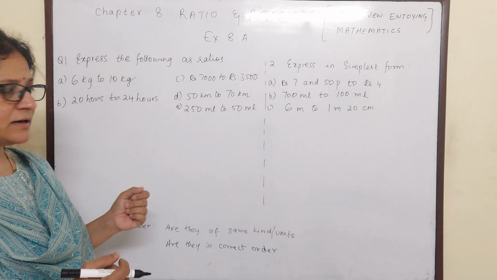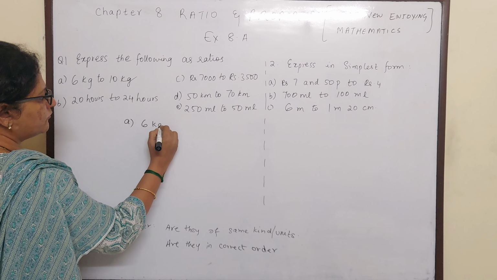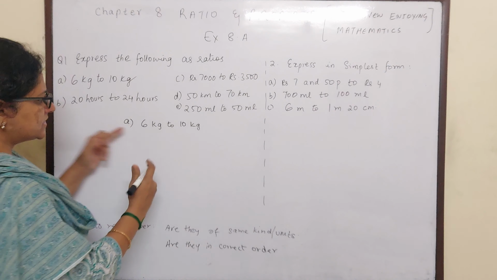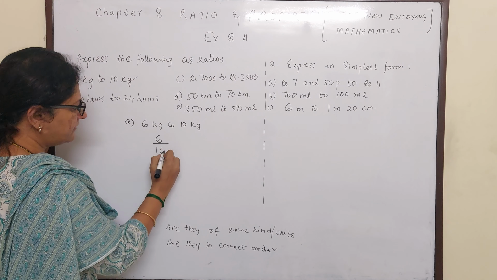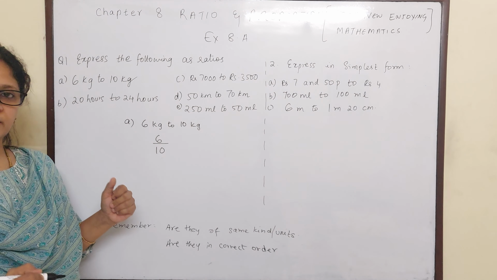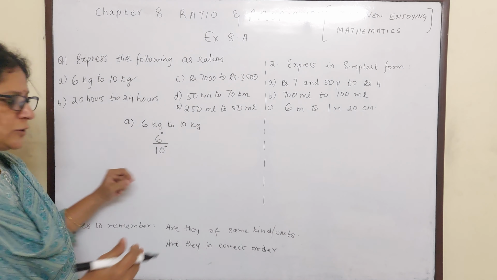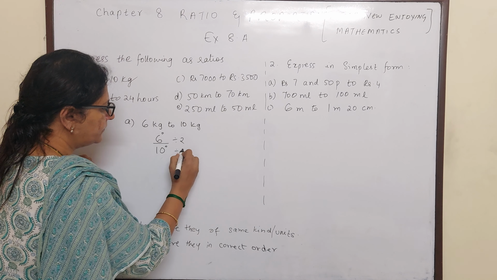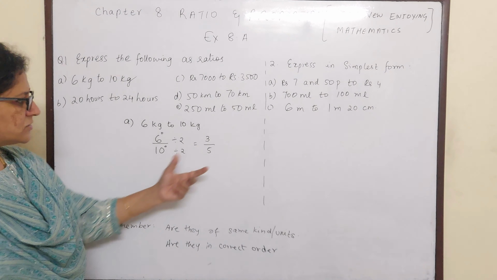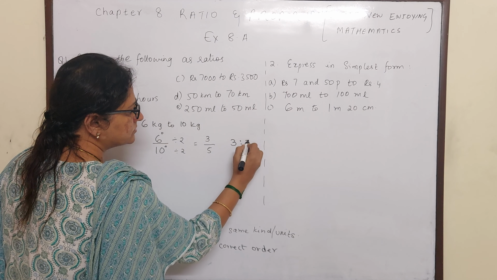Let us start. So first sum is 6 kg to 10 kg. First thing we will see, is it in correct units? Yes, they both are in the same units. So 6 we will write in the numerator, 10 we will write in the denominator. And now we will divide it by a common factor. If you see in the ones place, it is 6 and 0, that means it is divisible by 2. So by dividing it by 2, we will get 3, and 10 divided by 2 is 5. So after getting this answer, we will write it as 3 is to 5.